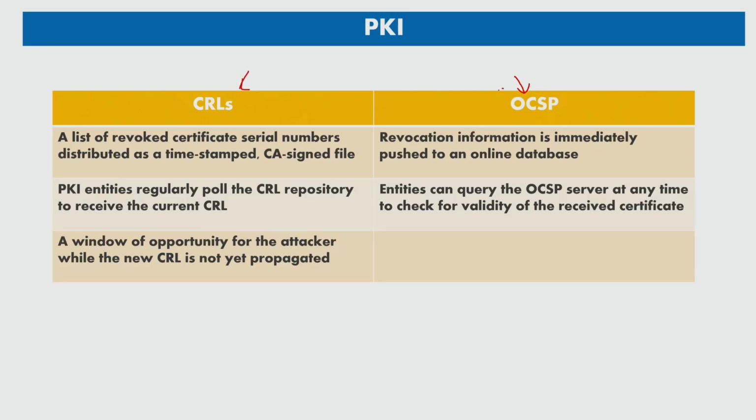OCSP is a protocol for checking certificates against a database of revoked certificates in real time. The end user or device queries the OCSP server after receiving the certificate of another user to ensure that the certificate has not been revoked. OCSP overcomes the shortcomings of CRLs, but it necessitates a highly available OCSP server infrastructure. By the way, OCSP means Online Certificate Status Protocol.